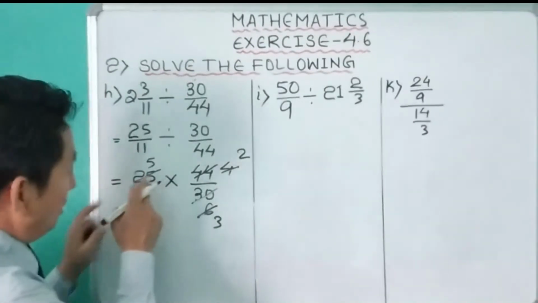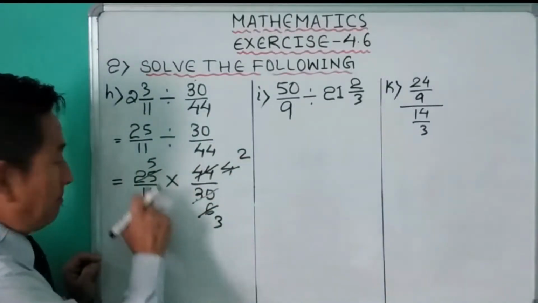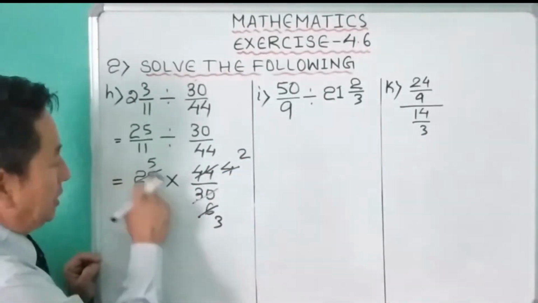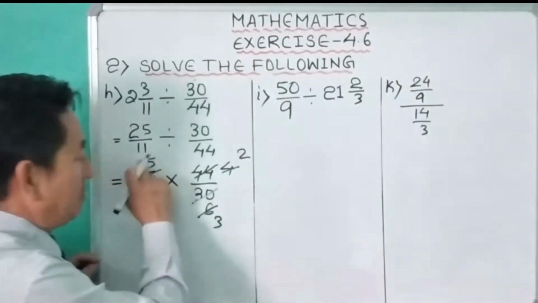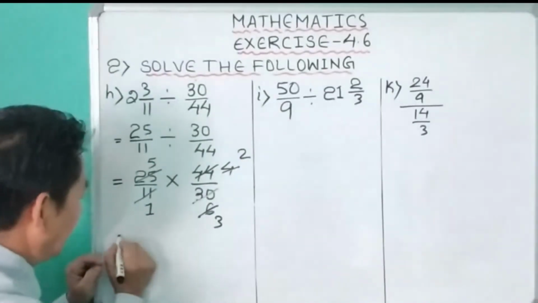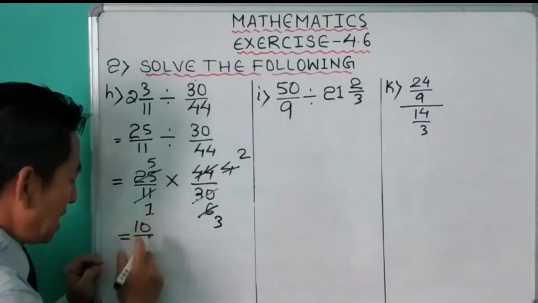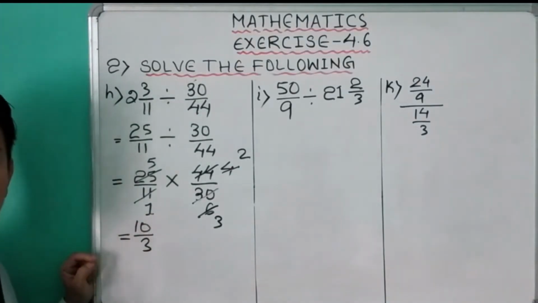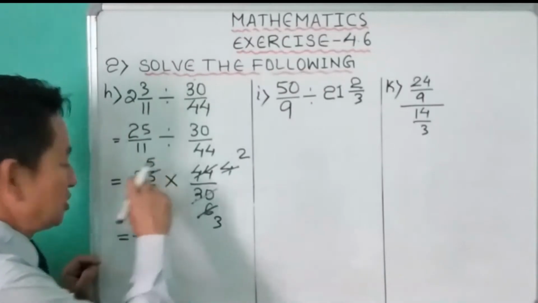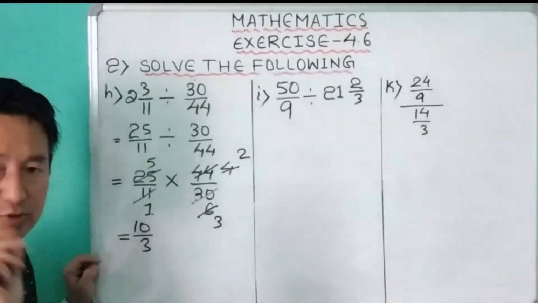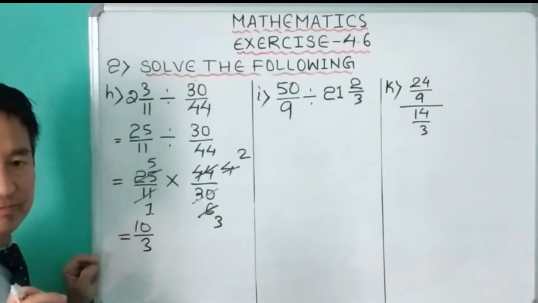Now we'll multiply these numbers. 5 over 1 into 2 over 3. 5 into 2: 5 1s are 5, 5 2s are 10. Numerator 10. 3 1s are 3. When you are cancelling numerator and denominator, you should use a pencil.